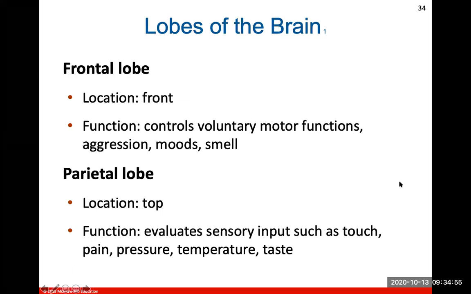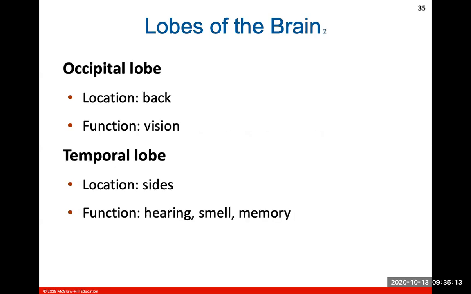The frontal lobe is the lobe in front. It functions to control voluntary motor functions, aggression, mood, smell. The parietal lobes are the lobes at the top and kind of on the sides. They function to evaluate sensory input like touch, pain, pressure, temperature, and taste. The occipital lobe is in the back, and the primary function of the occipital lobe is vision. In the temporal lobe on the sides of the brain, their primary function is hearing, smell, and memory.